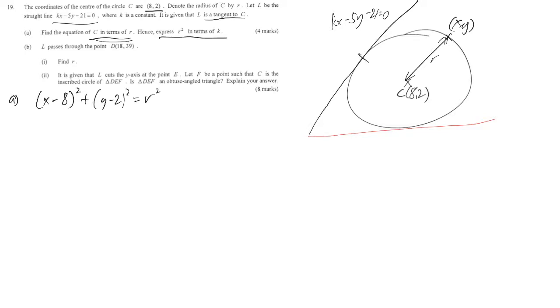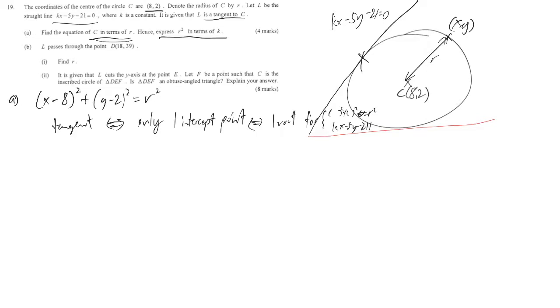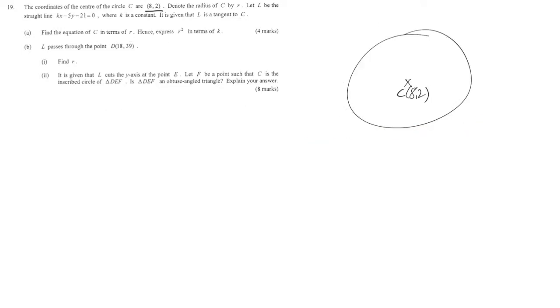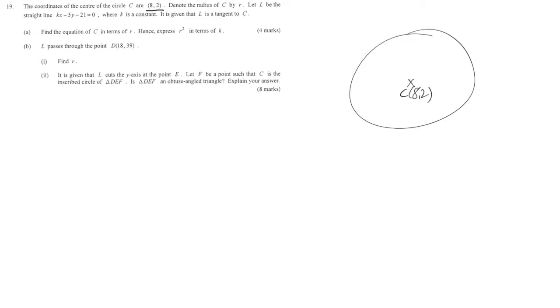A very important tangent, that means there is only one intercept point. So tangent implies only one intercept point, which implies only one root for a simultaneous equation. And then kx minus 5y minus 21. So what we are going to do, we are going to have very troublesome calculation in order to find out the relation between r squared and k. So we are going to start now.